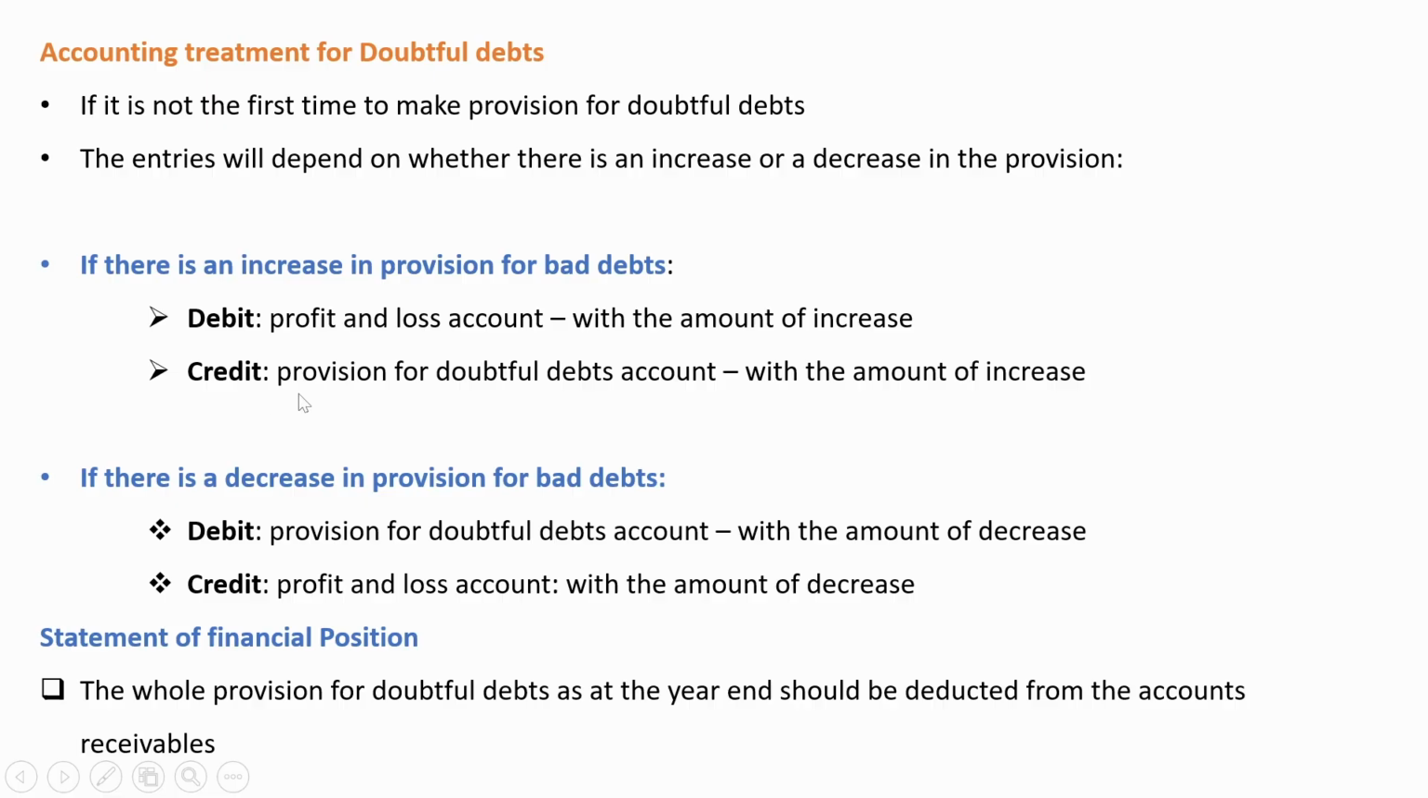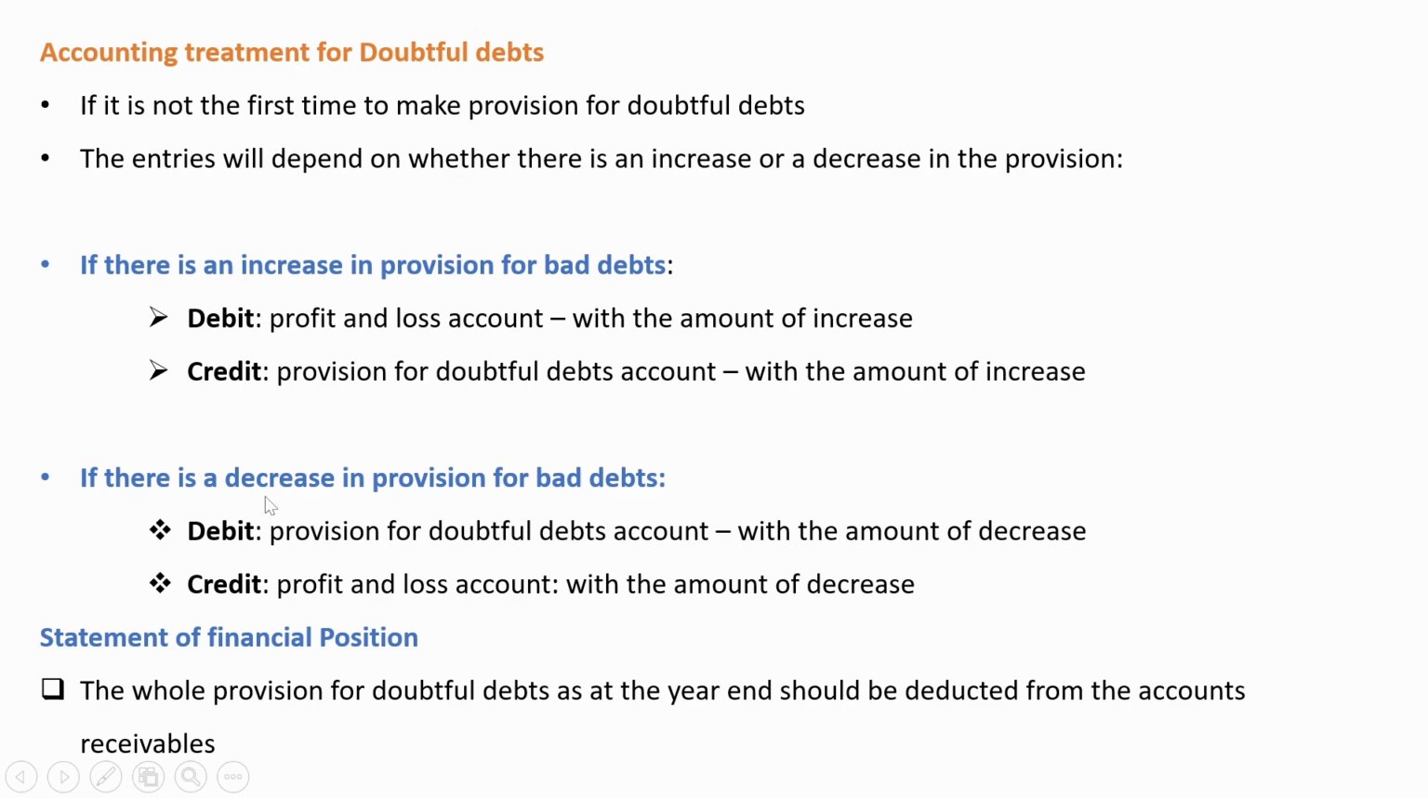Then we are going to credit provision for doubtful debts account with the amount of increase. So remember, we have said if it is the first time you are making the provision, you record the whole amount. The entries are the same, but if it is not the first time, you just compare the current provision and the previous provision. If it is an increase, here you are going to record the amount of increase only, not the whole amount of provision.